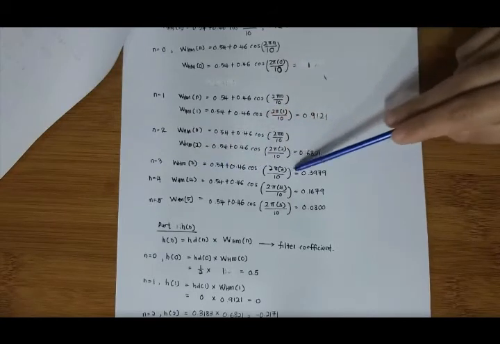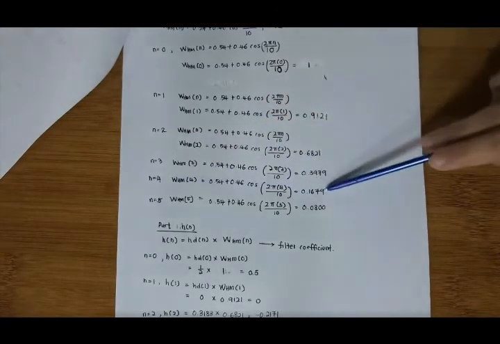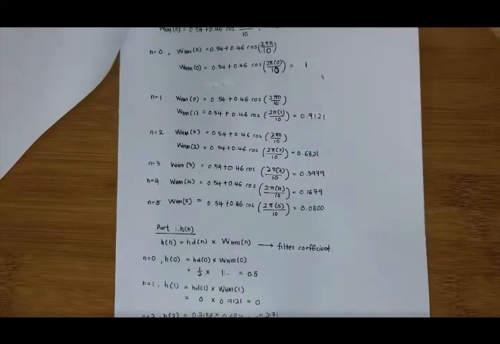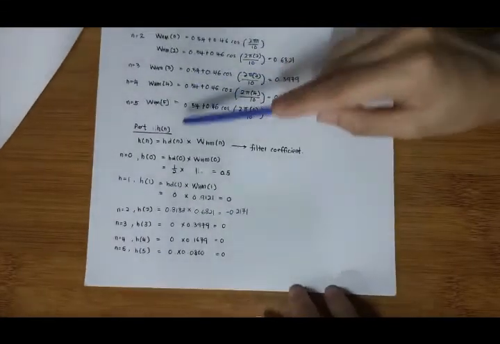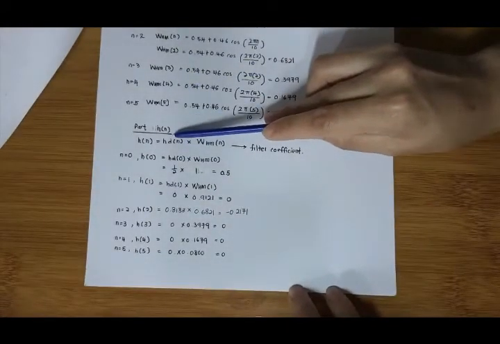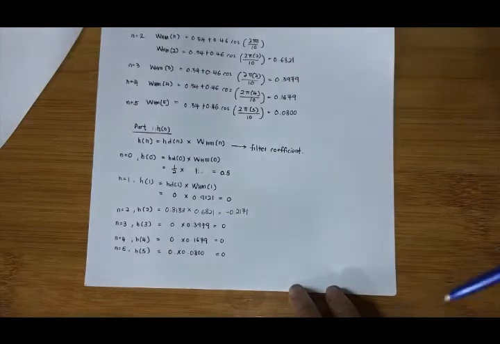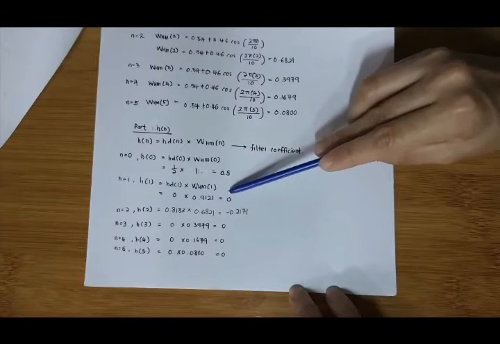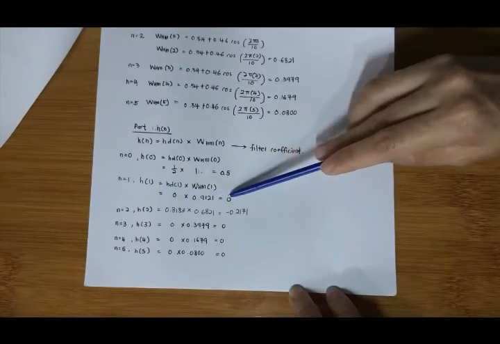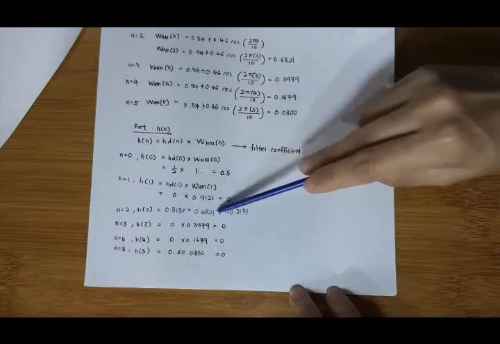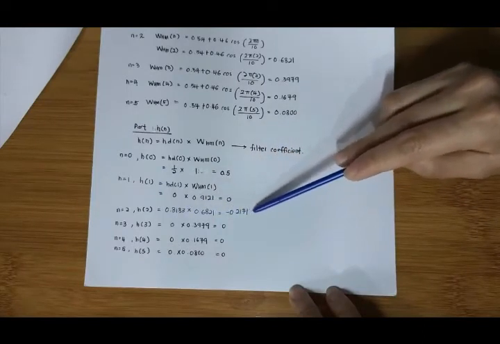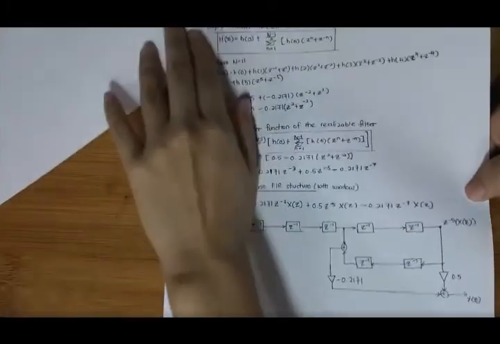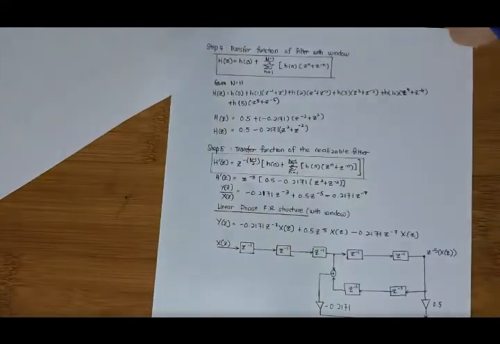Then we repeat for 3, we repeat for 4, we repeat for 5. And then we multiply the HD and the window to get Hn. So Hn here, we will have 0.5. So this one, 0 multiply 0.9121, so this one multiply this one, we get 0.2171. Others are 0. Okay, after finish, then we go to step number 4.